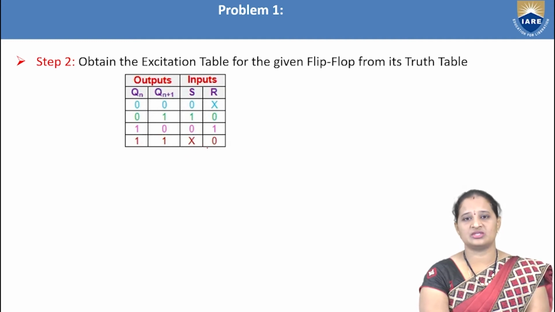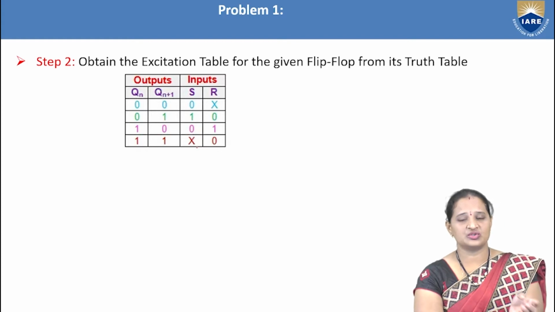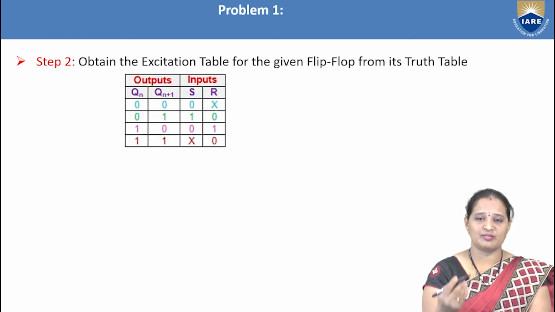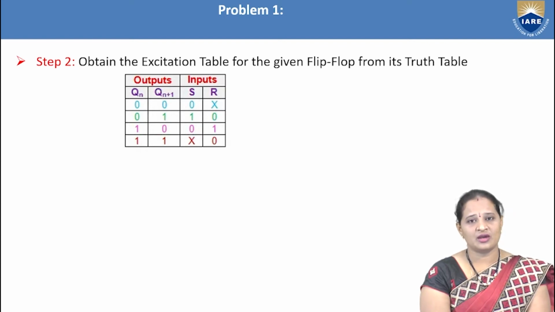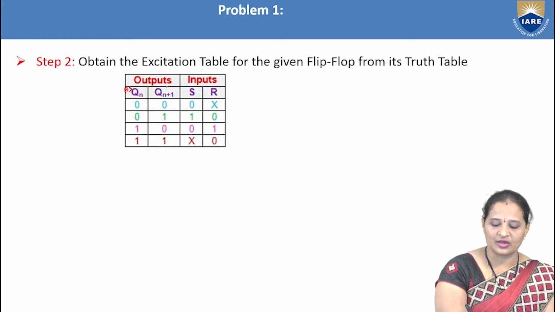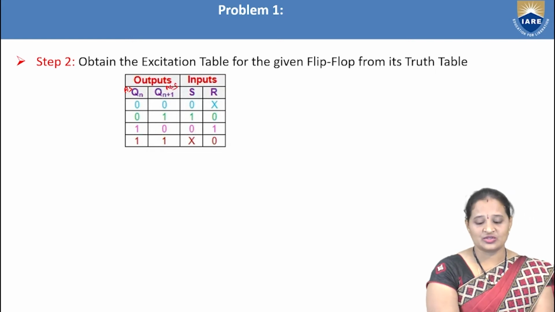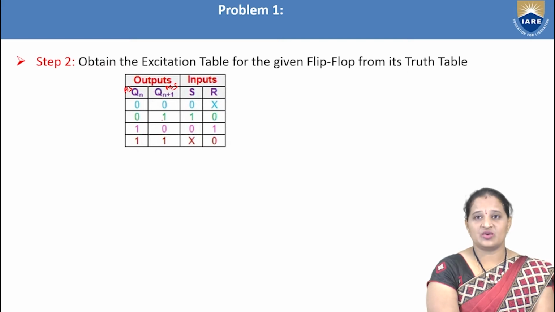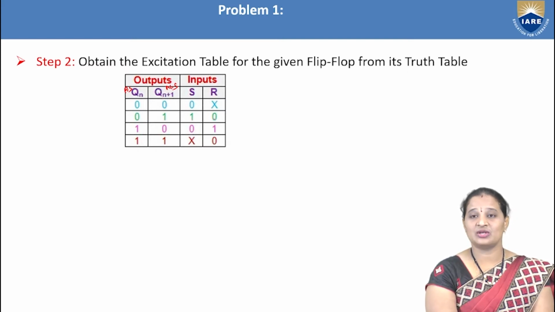I'm not going to concentrate much on the excitation tables of flip-flops, as we have already studied them. We need to remember the excitation tables when we are doing the conversions. Qn is nothing but the present state and Qn plus 1 is nothing but the next state. When we have a transition from 0 to 0, the inputs must be 0, don't care. When the present state is 0 and the next state is 1, the inputs to be applied to the SR flip-flop are 1, 0. And when the present state is 1 and the next state is 0, the inputs applied to the SR flip-flop are 0, 1.